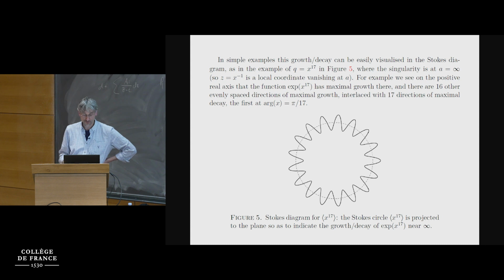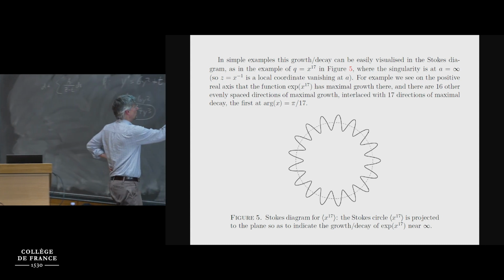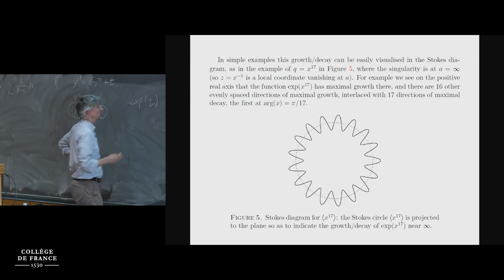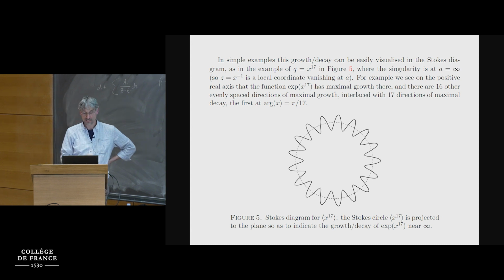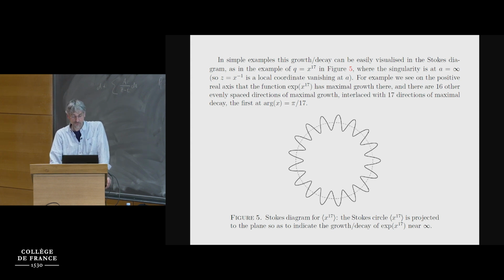Okay, so you can now draw pictures. Solutions will contain these essentially singular functions like e to the q, and Stokes drew a picture in his paper of the growth and decay of this function exp(q) in the case of the Airy function. A simpler example might just be to look at the function exp(x^17), and you would draw a picture here. So if you go on the positive real axis, it grows, and then after a bit it starts to decay, and then it has minimal decay, and then grows again. So that's the Stokes diagram of this Stokes circle x to the 17.